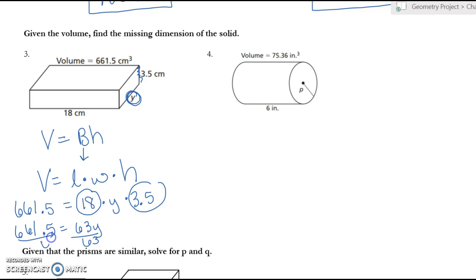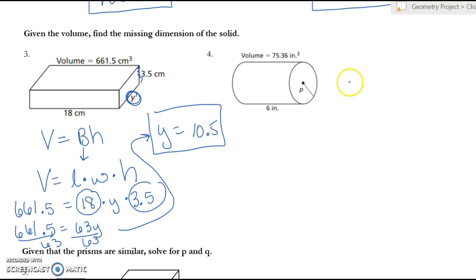And now you divide. I'm running out of space. I'll bring it up here. So 661.5 divided by 63 is 10.5. And so now I know that that missing measurement is 10.5.